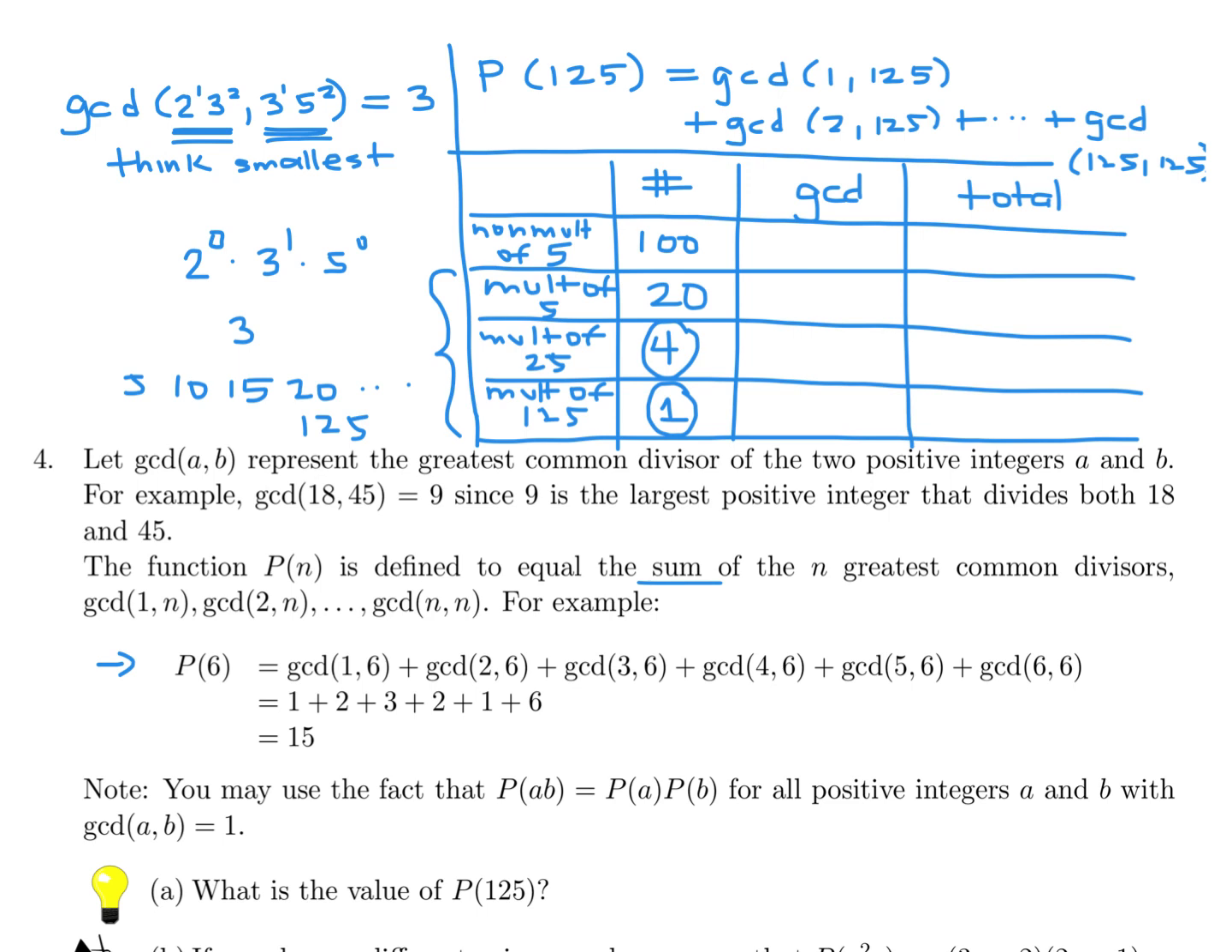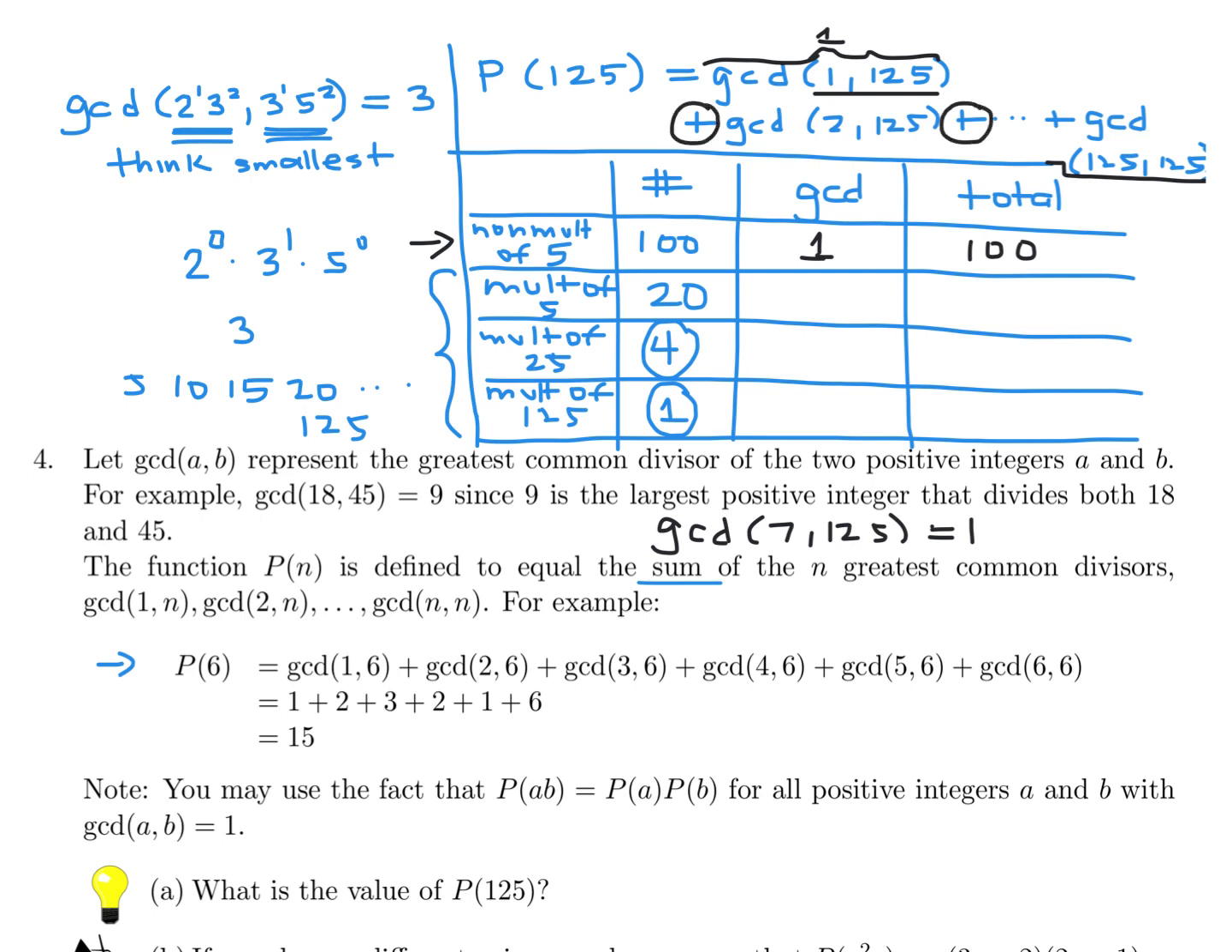Okay, so now that we have that, now let's figure out the GCD. The good news is that all the GCDs will be the same for each of these categories. So you just have to figure out one. So one non-multiple of 5 is 1. So the GCD of 1 and 125 is 1. I'll just put that as 1. And any other similar GCD, like for example, if you had GCD of 7 and 125, 7 is a non-multiple of 5, that's also 1. So since we have 100 of these, the total is 100 when you add them up, because remember, you're adding all these. Got it?